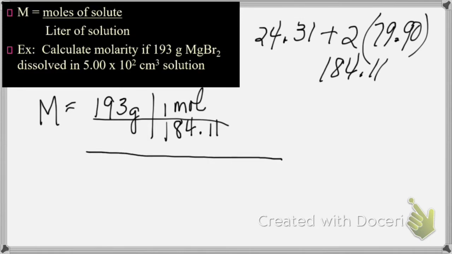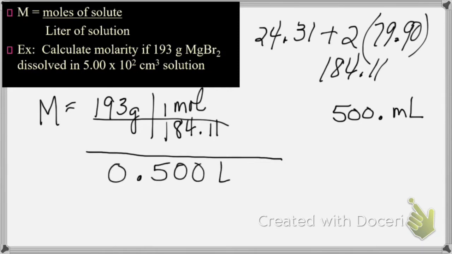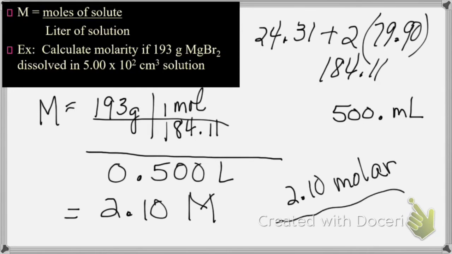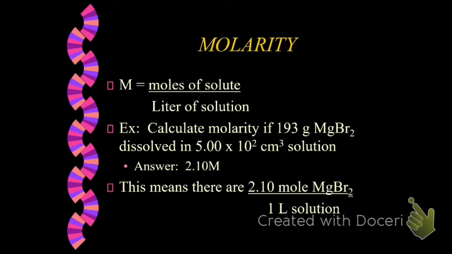by taking our mass, dividing by molar mass, and then for our denominator, we want the total volume of the whole solution in liters. They gave us 500 centimeters cubed. That's the same as 500 milliliters, which would be 0.500 liters. We enter this into the calculator, 193 divided by 184.11. Then divide all that by 0.500, and we get 2.10, and we put a capital M for molar. That would be read as a 2.10 molar solution if on a label. So what this would mean is that there are 2.10 moles of magnesium bromide per every liter of solution.